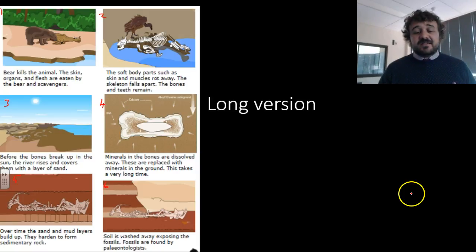Then the minerals are dissolved away, again a wet soil, and they're swapped with the silicon dioxide because you're still going to have that structure in there that they fill in. This is the part which takes millions and millions of years. And over time, the sand and mud and all this stuff becomes a sedimentary rock. So they harden and form because of pressure and whatnot. Eventually, though, this will be washed away. And this is where we end up with a fossil which is found by paleontologists.